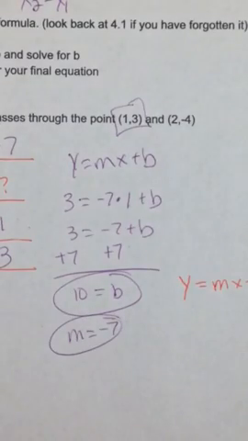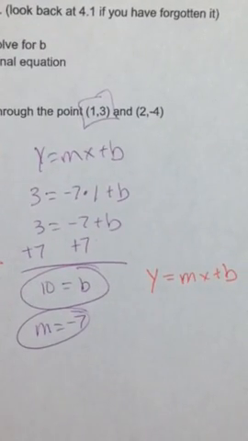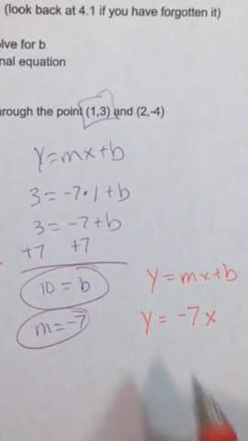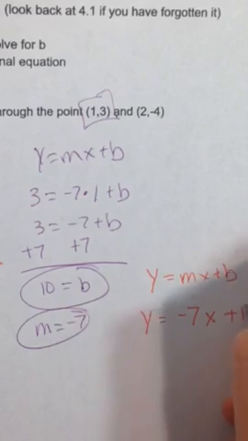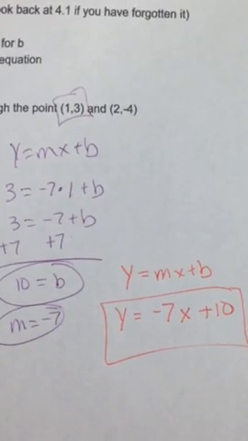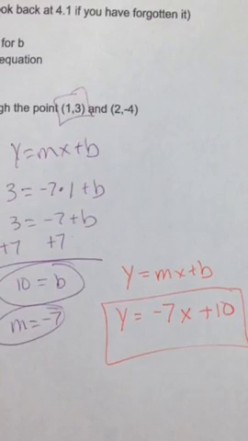So remember my final equation, I want the y and the x to be there. So I have y equals -7x, because m is -7, plus 10. Okay, and that is the equation of the line that goes through those 2 points.